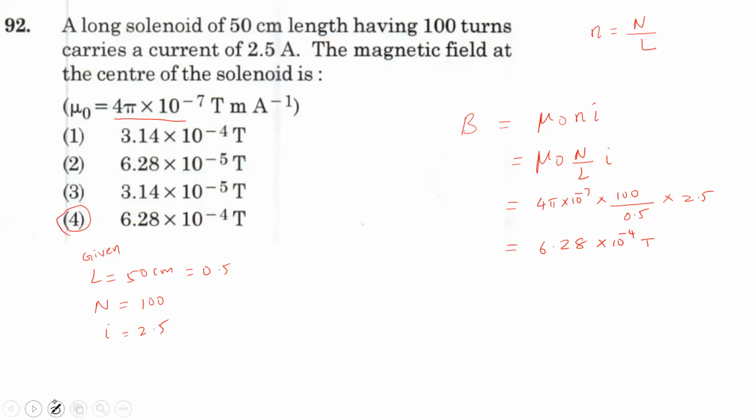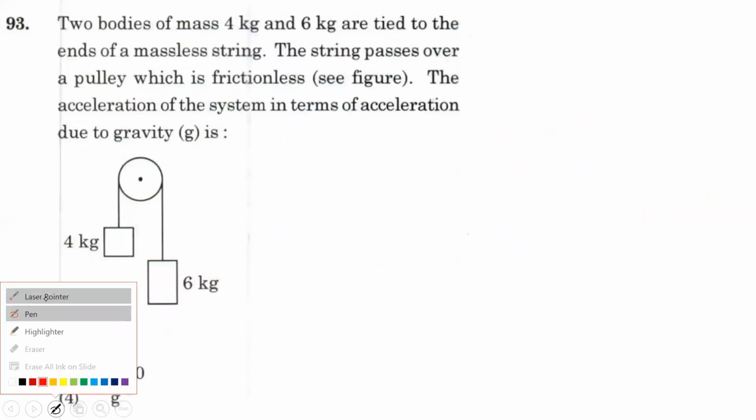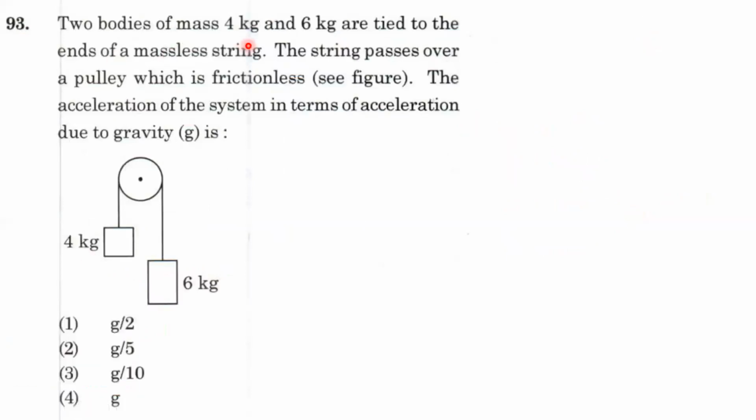Next we are going to discuss the 93rd question. Two bodies of mass 4 kg and 6 kg are tied to the ends of a massless string. The string passes over a pulley which is frictionless. The acceleration of the system in terms of acceleration due to gravity is. The formula to find acceleration is m2 minus m1 into g divided by m1 plus m2. This is the acceleration formula.